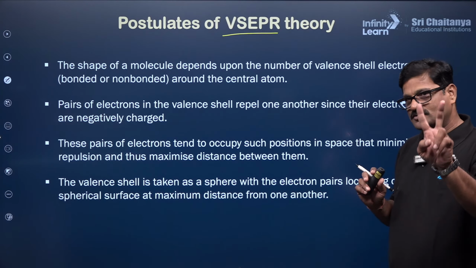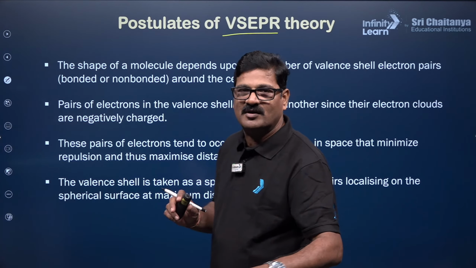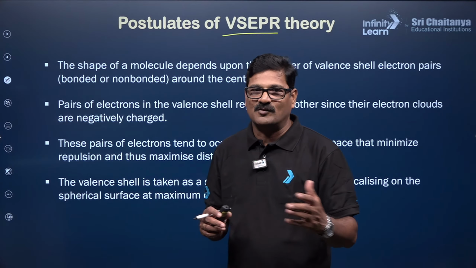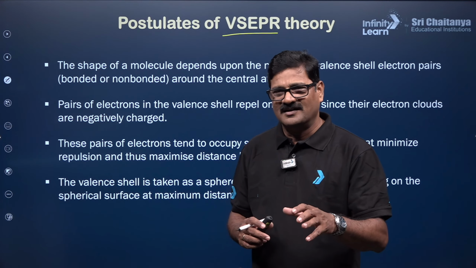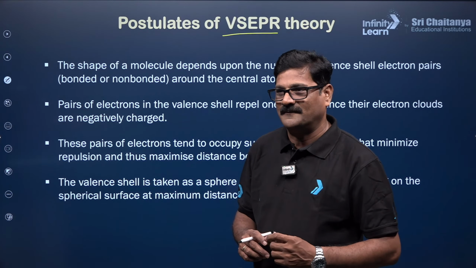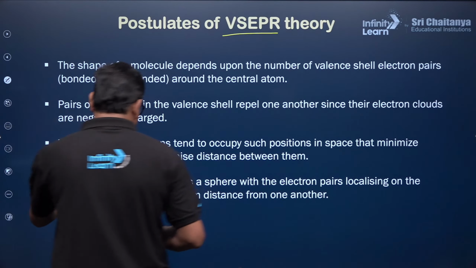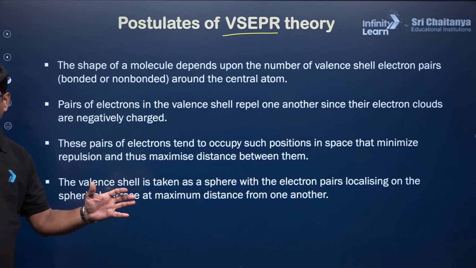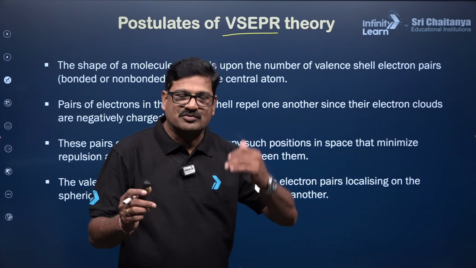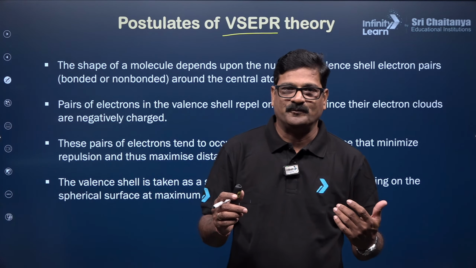So pairs of electrons are of two types. One is a bond pair of electrons, another one is a lone pair of electrons. What is the difference between a bond pair of electrons and a lone pair of electrons? These pairs of electrons tend to occupy such positions, and the bond pair of electrons is the pair of electrons which actually participates in the bonding.